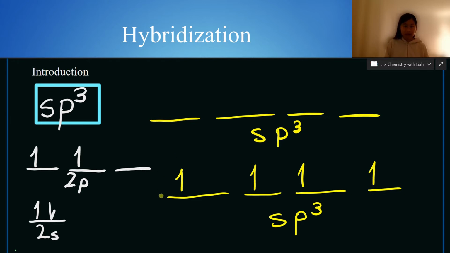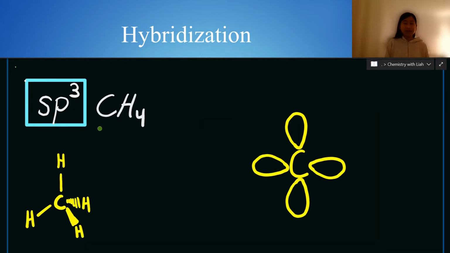Now, because these are half-filled, we can see that there are 4 places for an electron to go into, meaning that there are 4 possible bonds that this sp3 carbon can make. Let's use CH4, also called methane, for our sp3 example. So this is a 3D drawing of methane. You have your center carbon and 4 hydrogen atoms surrounding it.